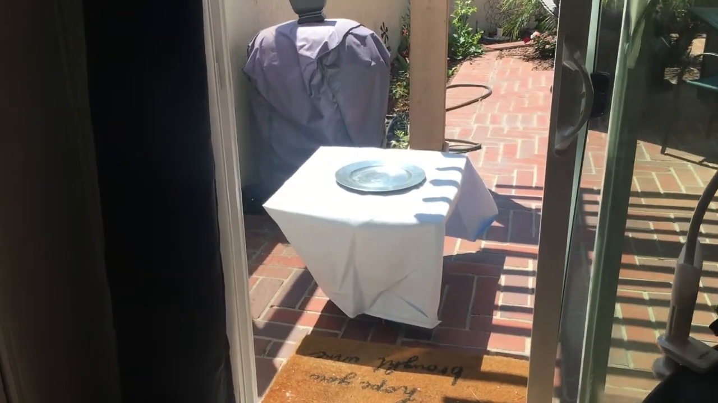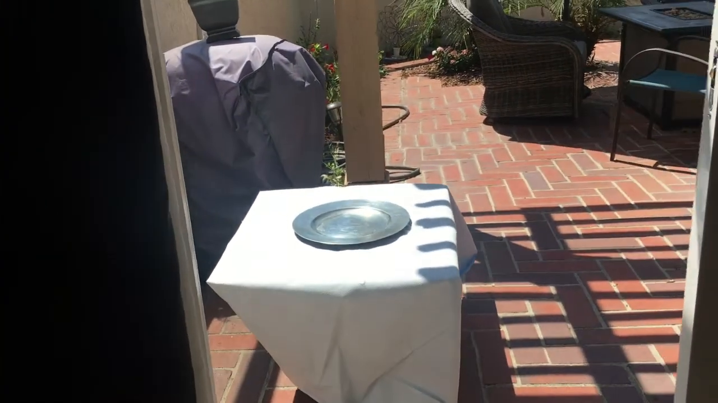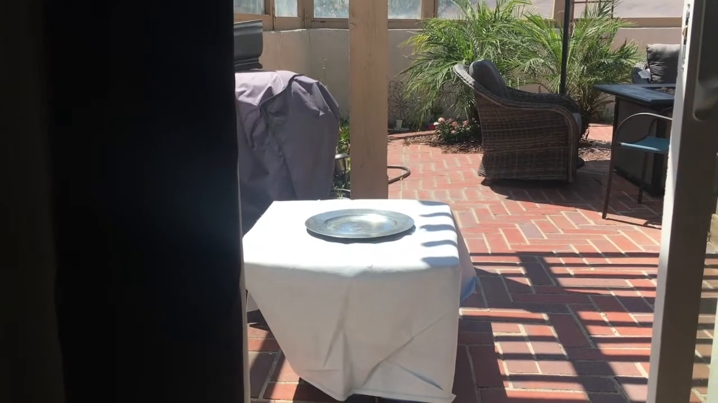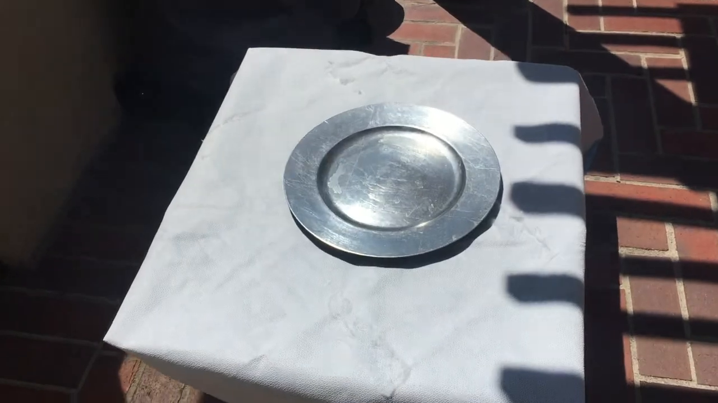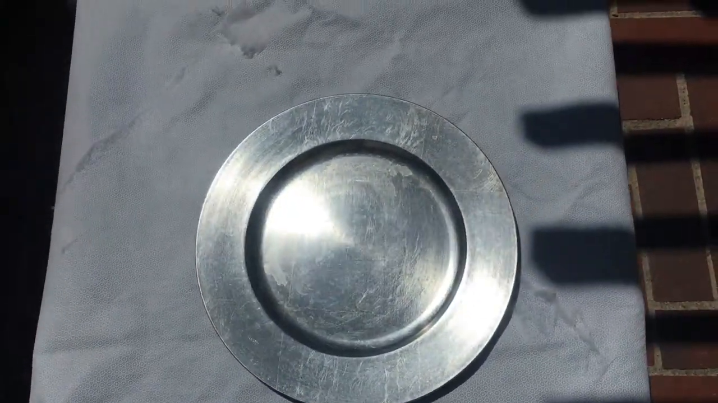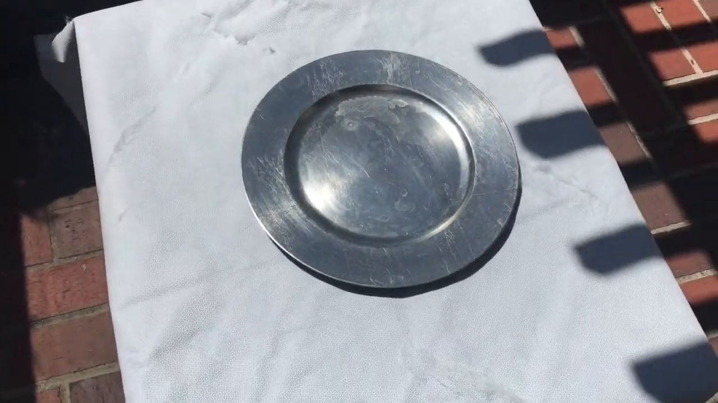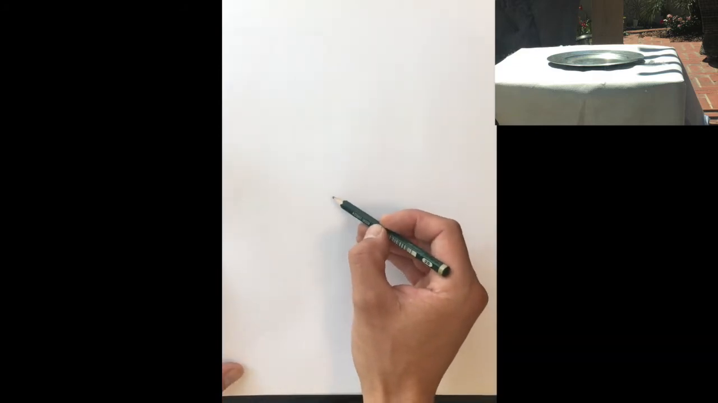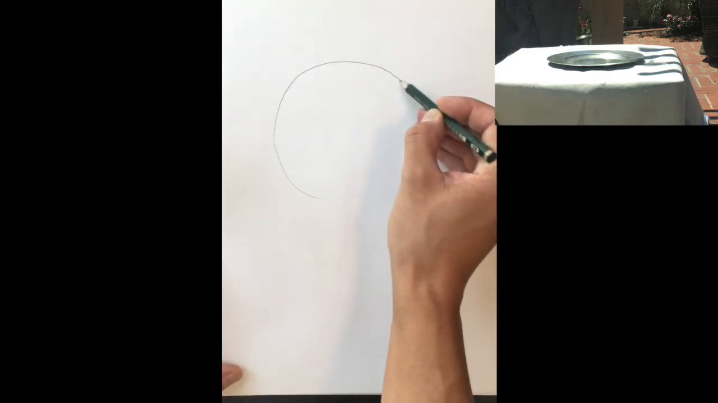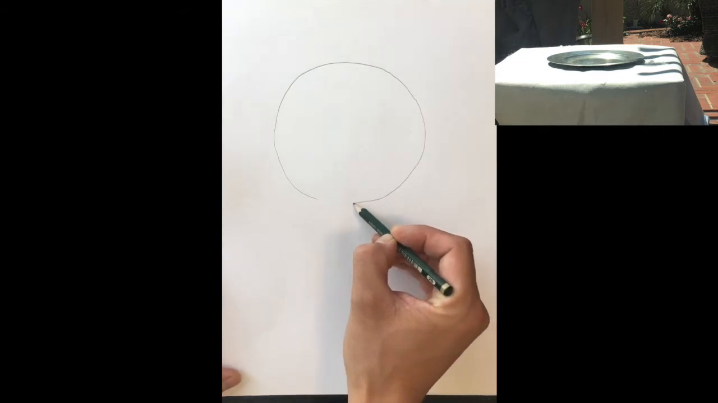Hello class, so I'm going to show you how to draw this plate from this angle, as if it was flattened on the picture plane. I just want to give you an idea of what the plate looks like. Okay, just a standard plate, on a little table here. Now, one way you could draw this plate would be to draw it like this, as a circle. It's a plate. Why wouldn't you draw it like this as a circle?